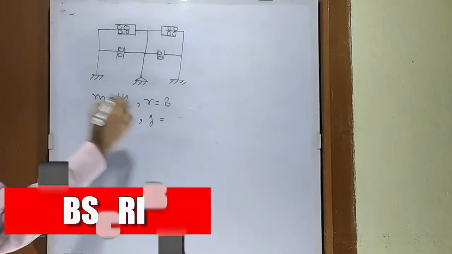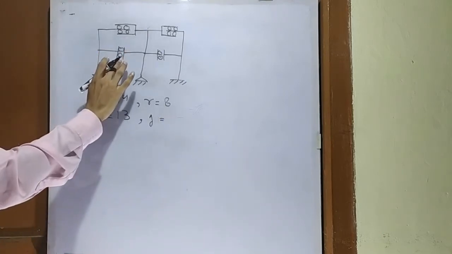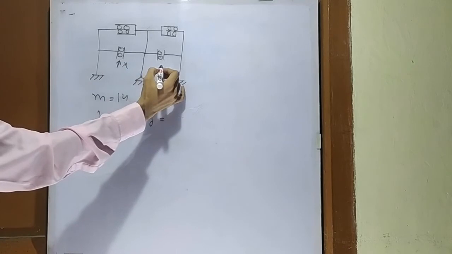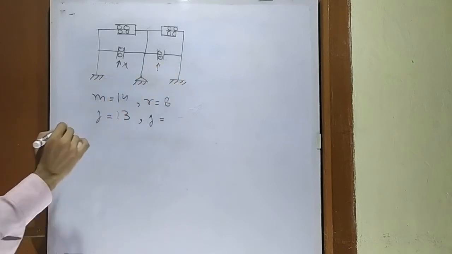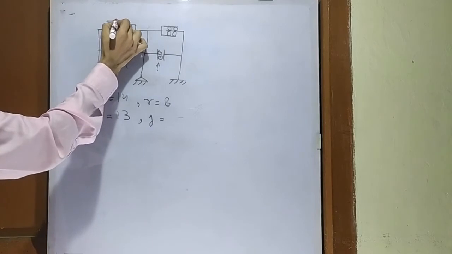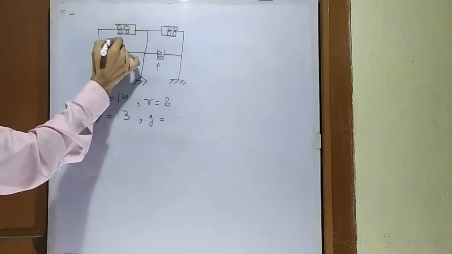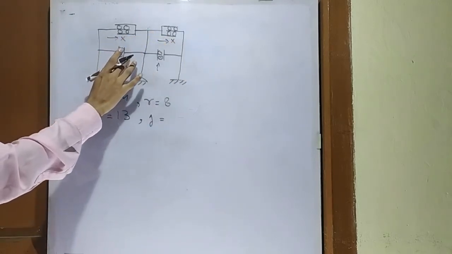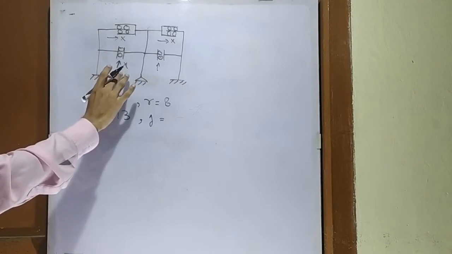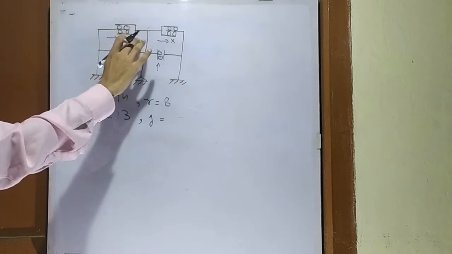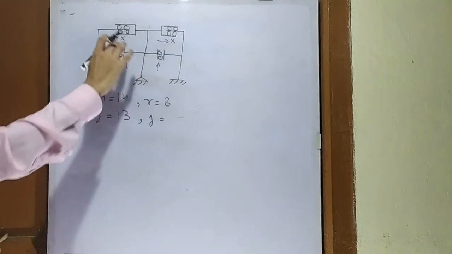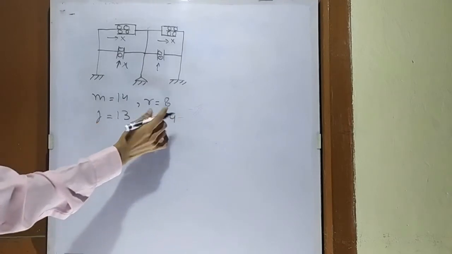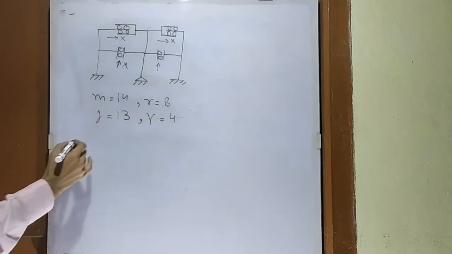What is the number of releases? This guided roller will release vertical force, so there will be no vertical force. This will also release vertical force, but these two guided rollers will release horizontal force. So at this guided roller there will be no vertical force, meaning there will be no shear force, and in these guided rollers there will be no axial force. So how many releases are there? 1, 2, 3, 4. So this is gamma, and the number of releases is 4.